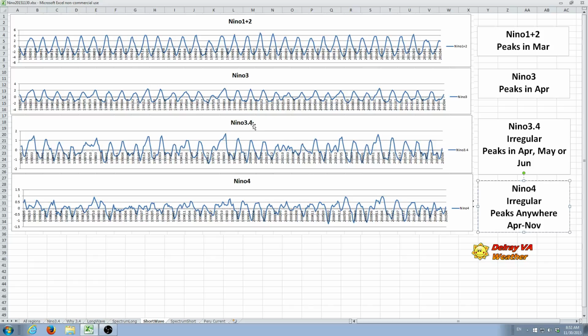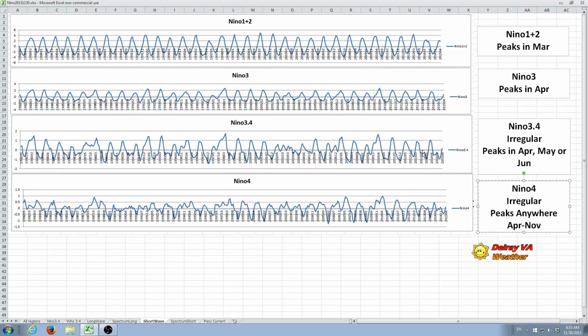Okay, Nino 3.4. 3.4, if you remember, is the area of the ocean that is used by the Climate Prediction Center to create their El Nino index. This is irregular. The peaks are anywhere from April, May, or June. They can peak any month in that region.